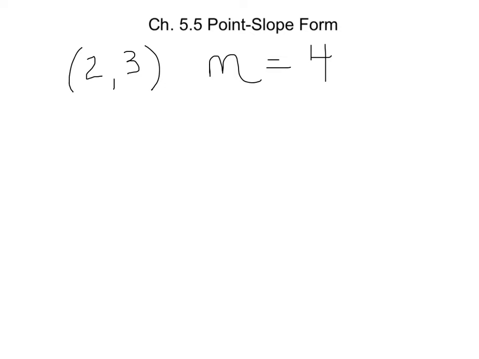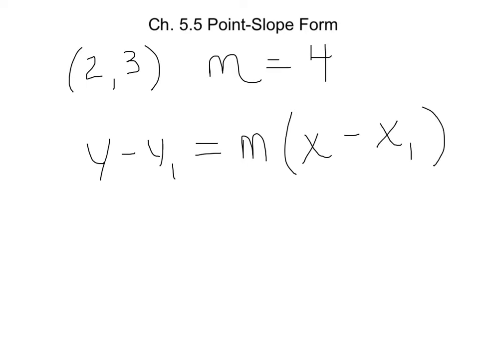The point-slope formula is y minus y sub 1 equals m times x minus x sub 1. Y sub 1 and x sub 1 are made up of the points that you're given in the one coordinate pair that you have. Okay?